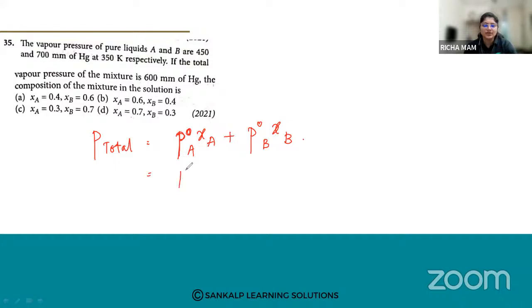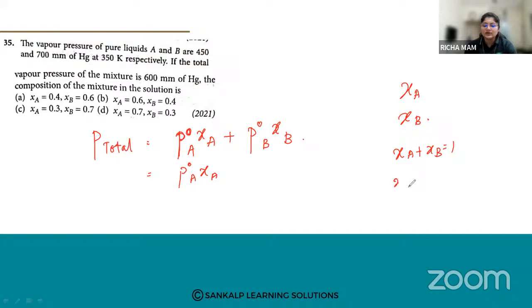So what we have here, the vapor pressures of pure liquids A and B both are given. And the total pressure also is given. We have to find out the composition of the mixture, that is, we have to find the mole fraction of A and B. So we know that the mole fraction of A plus B is equal to 1.